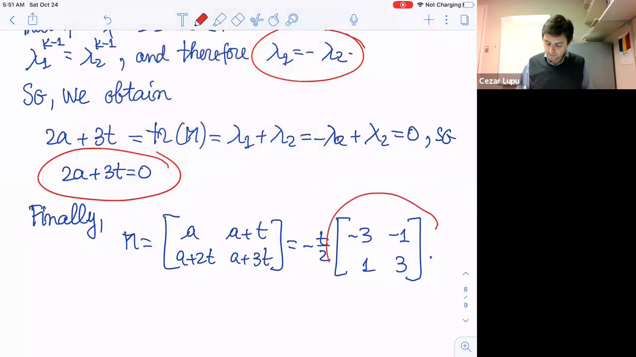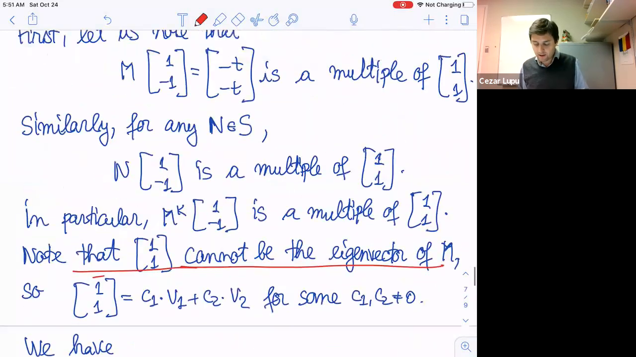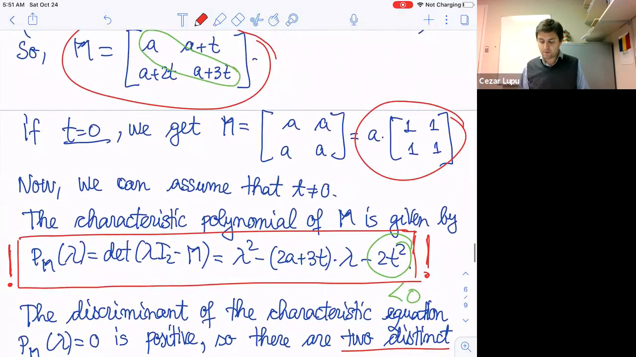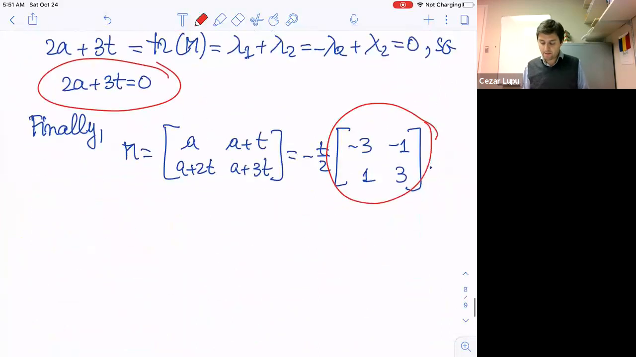So the scalar multiples of this. So all the matrices M that have these properties, that belong to S and such that M to the K belong to S, are the scalar multiples of this matrix with all entries 1, as you can see it here. And the last one is this guy here, the scalar multiples of this matrix with the entries negative 3, negative 1, 1, and 3.